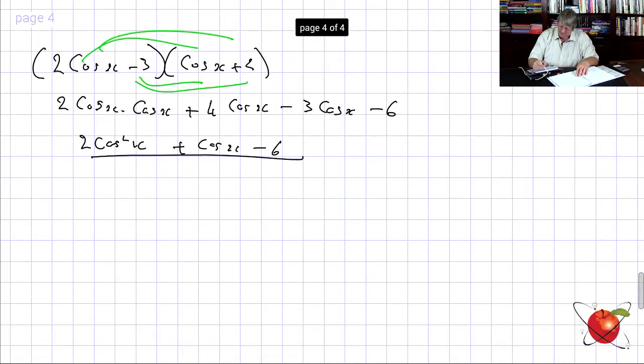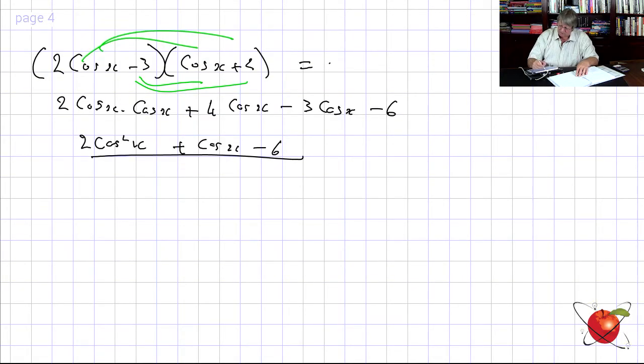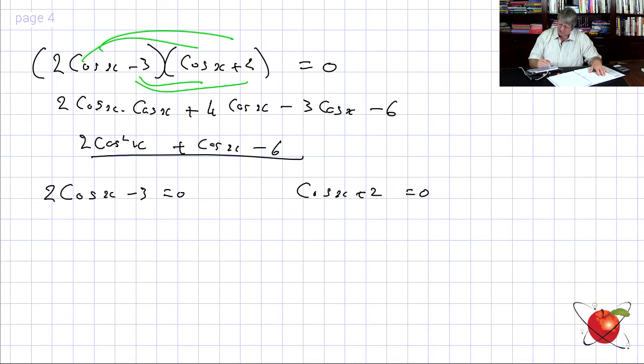Okay, therefore we have now factorized it. That is equal to 0. So how do we do it? We take the first bracket equal to 0 and the second bracket equal to 0. So we say, therefore 2 cos x minus 3 must be equal to 0, and cos x plus 2 equals 0. Then I can take that to the other side, and I can say cos x is equal to 3 over 2, and cos x is equal to minus 2.